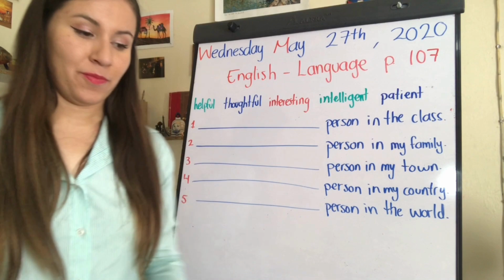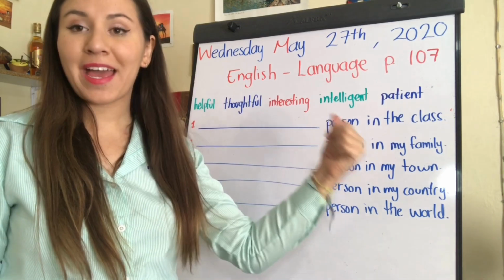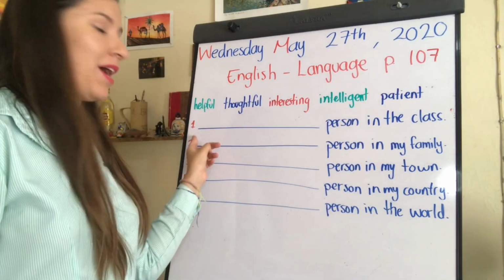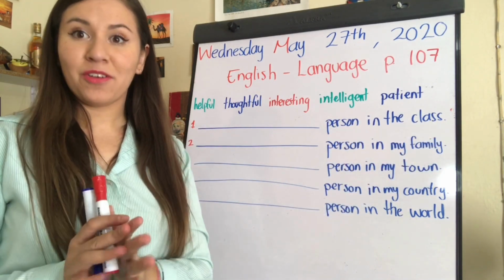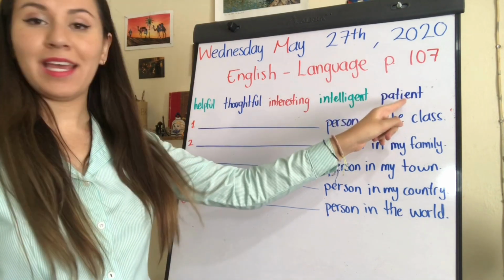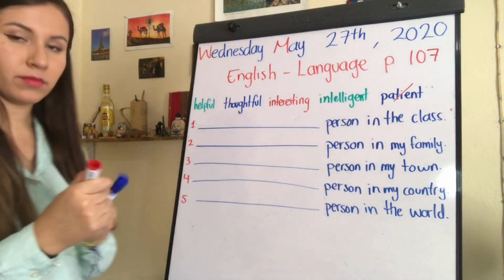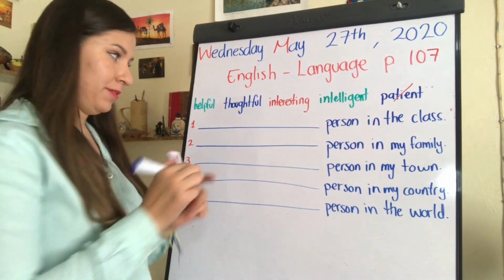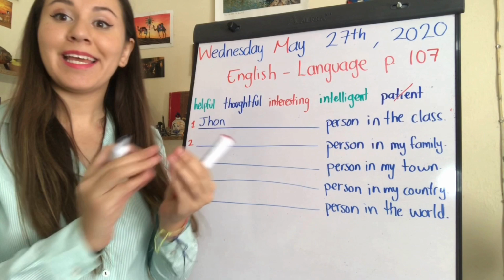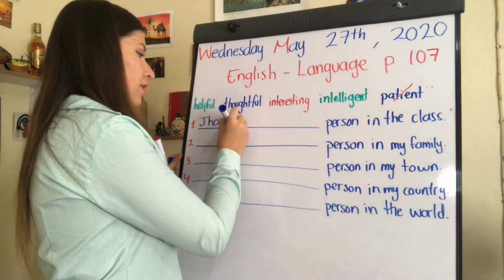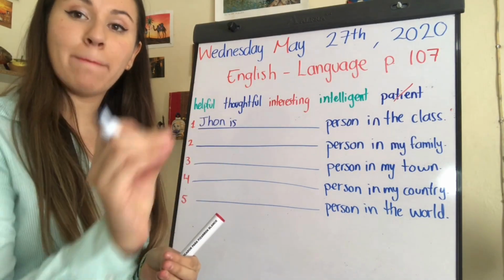Okay, so what do you have to do? You have to choose a person that wins in each of the adjectives. For example, we have the number 1, person in the class. Okay? Here you have the example. They use the word patient. So it says John. First of all, you have to choose a person. John, in this case. John is. Don't forget the word is. John is. Then you have to use the most.